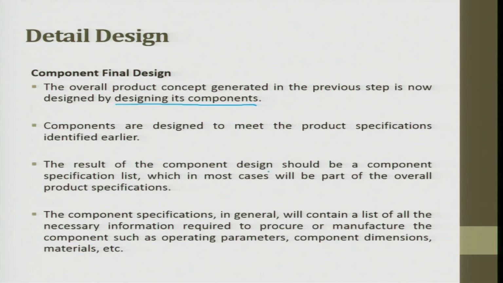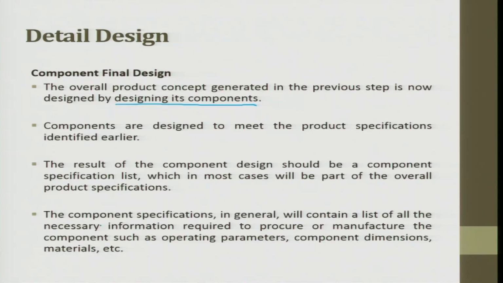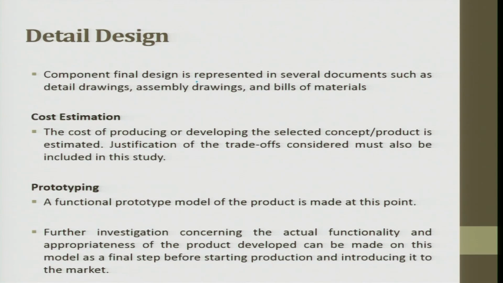The results of the component design should be a component specification list, which in most cases will be part of the overall product specification. So, whatever individual specification you give, it makes sure that the overall function is also met. The component specification in general will contain a list of all the necessary information required to procure or manufacture the component, such as operating parameters, component dimensions, and materials, all given in a detailed design. The component final design is represented in several documents such as detailed drawing, assembly drawing and bill of materials.